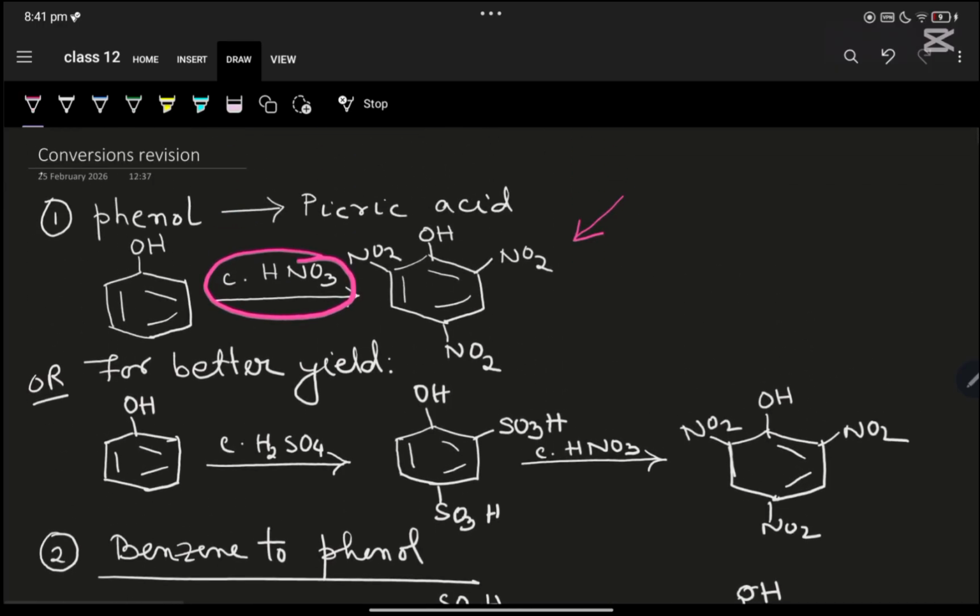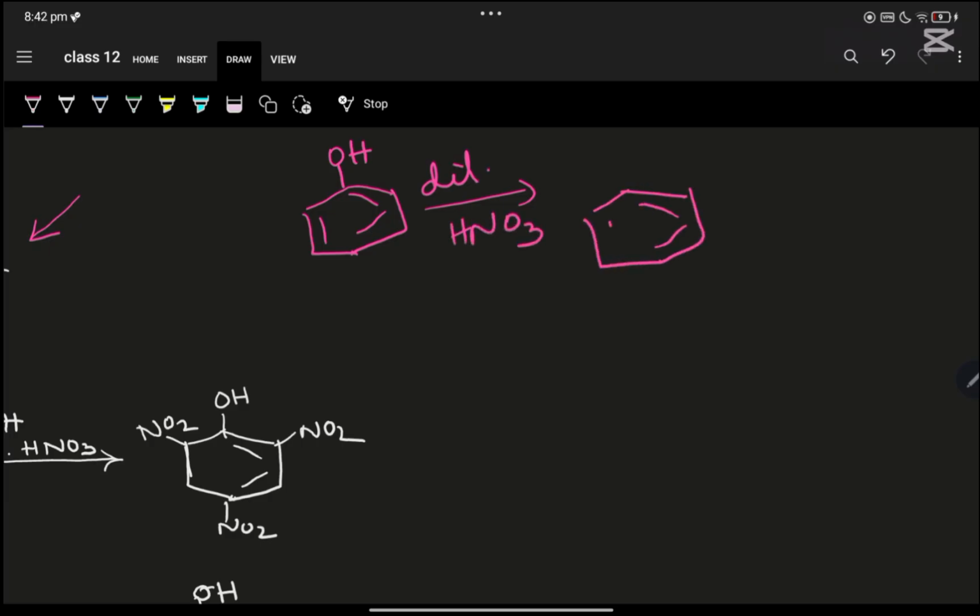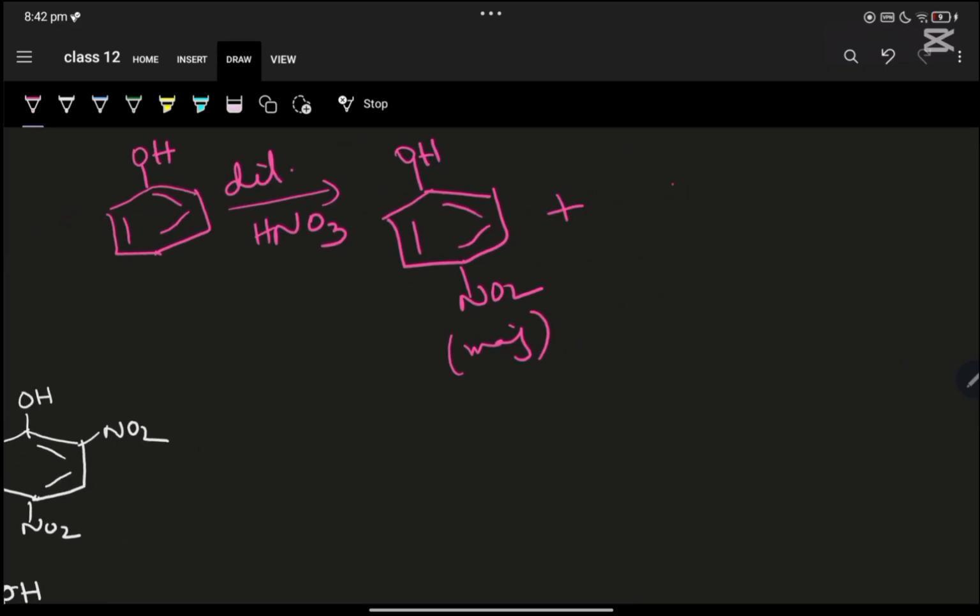Now, if you give dilute HNO3, what will happen to phenol? Suppose you are giving dilute HNO3. Here you will get the para product as the major product. Here there is OH, here there is NO2. So this is the major product. The ortho will also be obtained in minor amount, and you can separate them by the steam distillation method. This is the minor product.